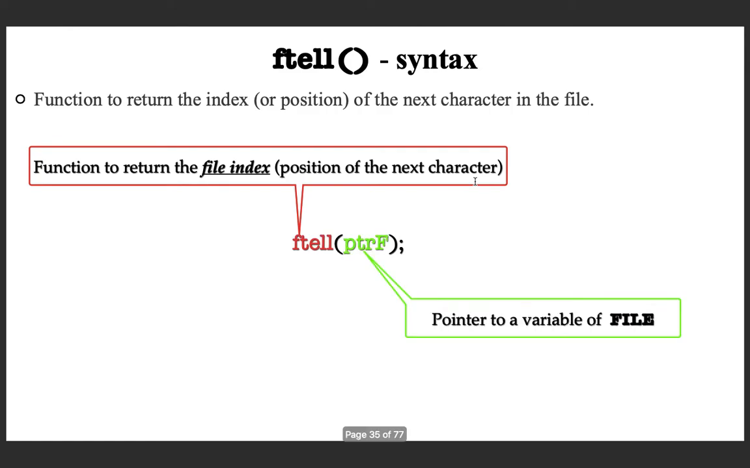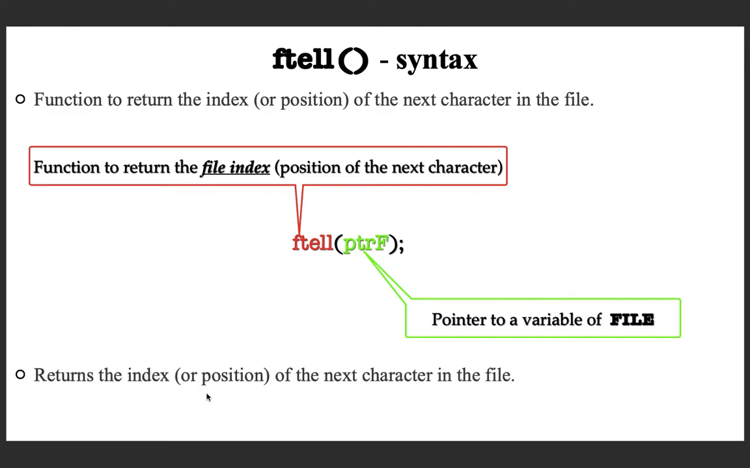And the only argument is the file handle, which is the pointer returned by the fopen function. And what is it returning? It returns the index or position of the next character in the file. Suppose you have read or processed the first 10 characters, then the 11th character's position will be returned.